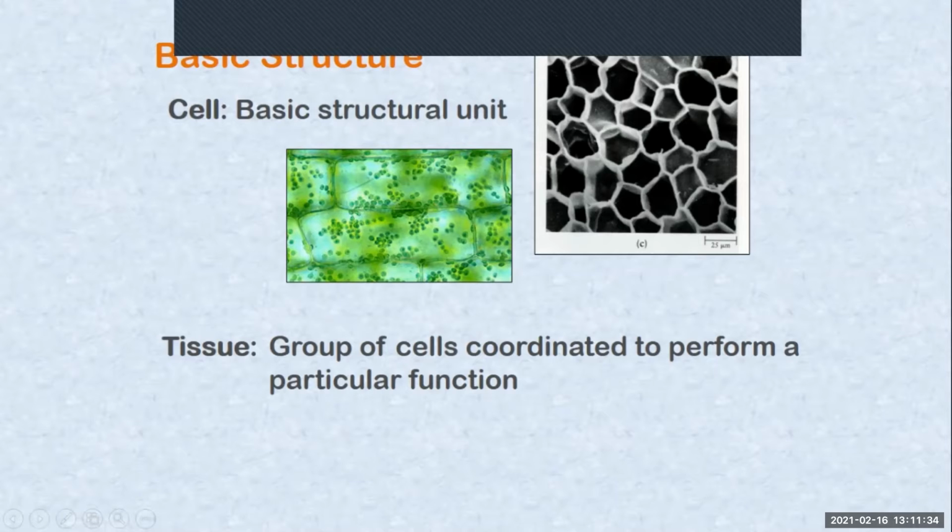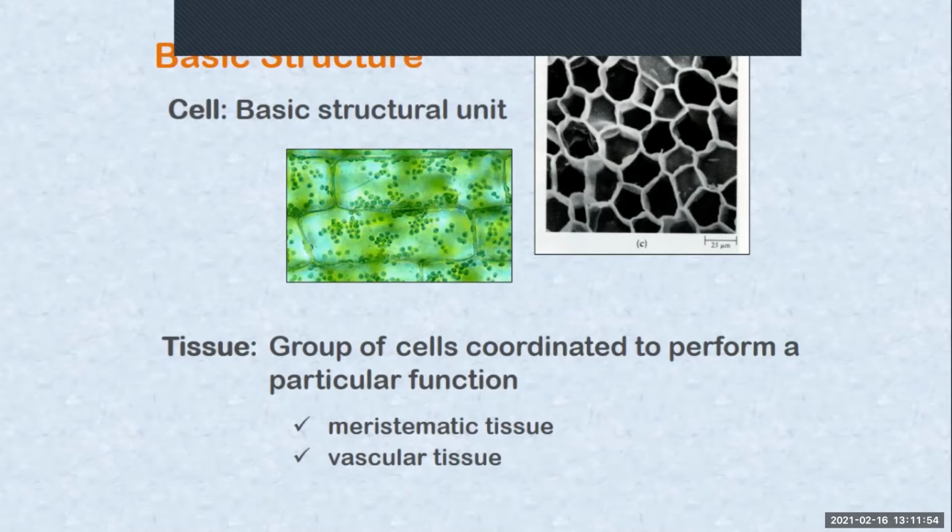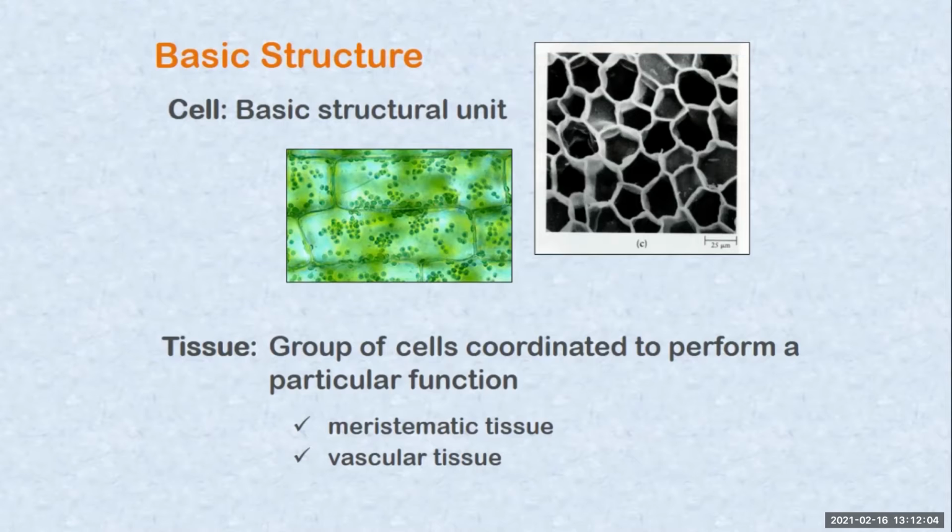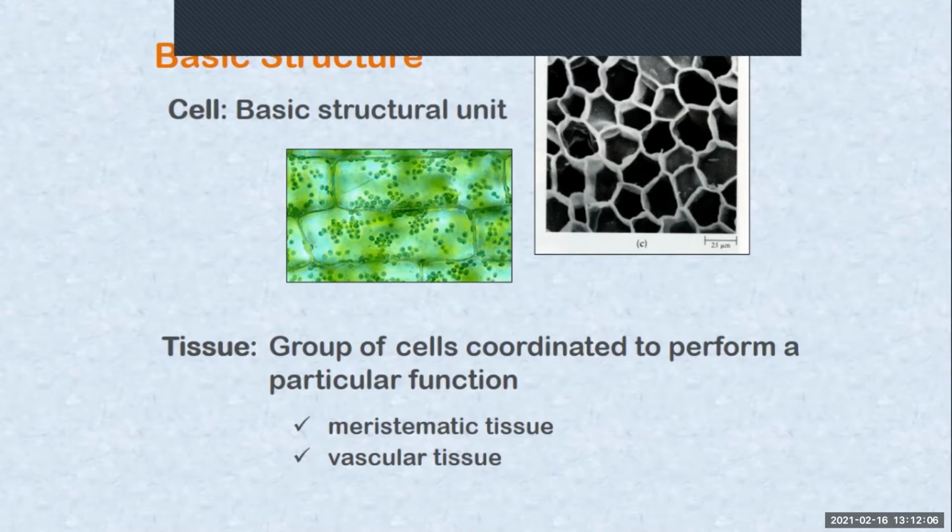Cells grouped together form tissues, and these actually perform a certain function within a tree. There are three basic tissues: meristematic tissue, which we will talk about in a little bit, which is basically a tissue that divides and produces other cells. Vascular tissue, vascular meaning transportation; it moves materials from one location to another. And then there's epidermal tissue.